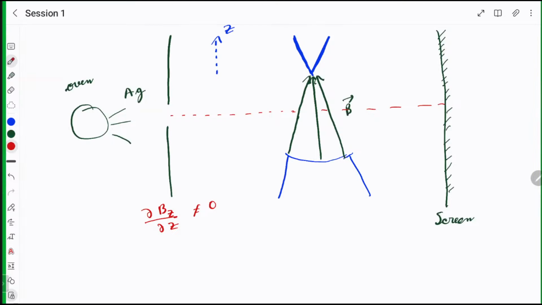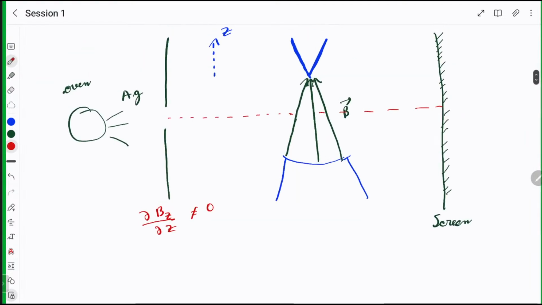Okay, so what the screen does is that when the silver atom goes and hits one part of the screen, it detects that. So basically the screen detects an intensity distribution, if you like, a number distribution. In this spot, how many atoms are hitting? In this spot, how many atoms are hitting? Like that.